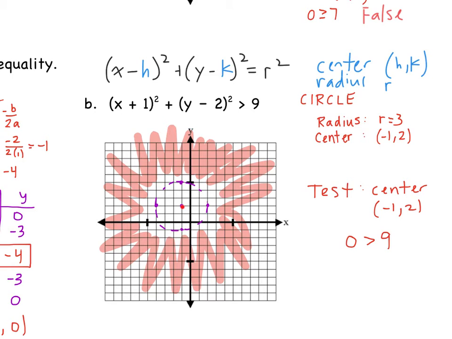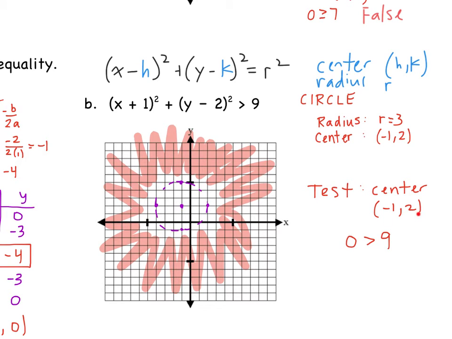I now use my radius of 3 to count up 3, down 3, right 3, and left 3 from my center. Now, why is it a dashed circle? Because it's strictly greater than 9. So we have our dashed circle. Now how do we figure out where to test? Well, with a circle, there's a nice point to always use as a testing point, and that's our center. Our center will never be on our circle.